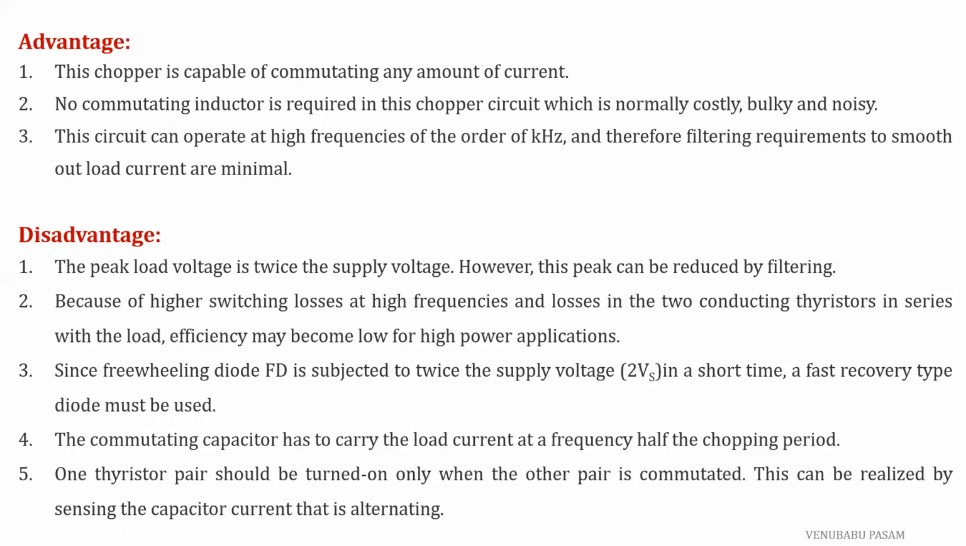The disadvantage is the supply voltage appears twice in the load voltage, so it should be limited. Another disadvantage is that it is not used for high power applications because of more switching losses. Another one is the freewheeling diode conducts twice in a shorter duration of time, and the commutating capacitor has to carry load current at a frequency of half the chopping period.